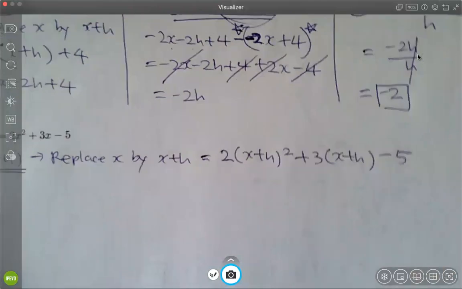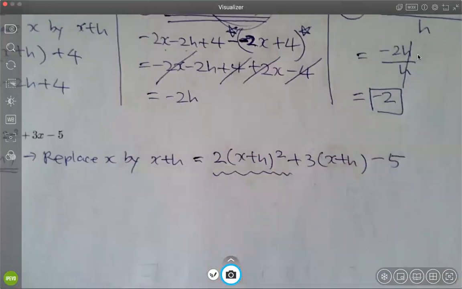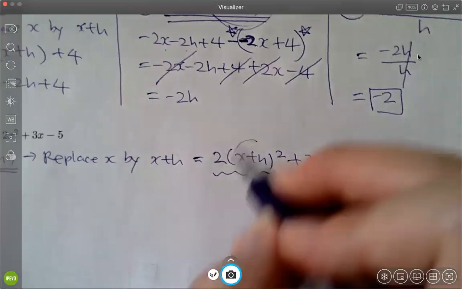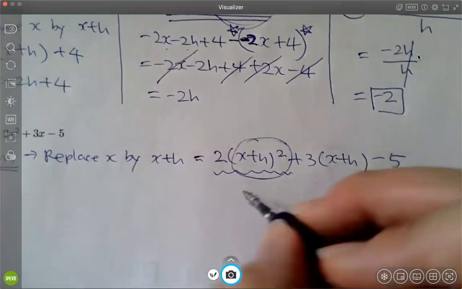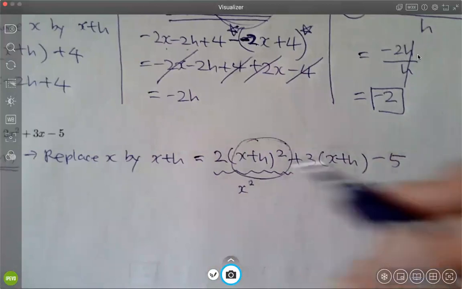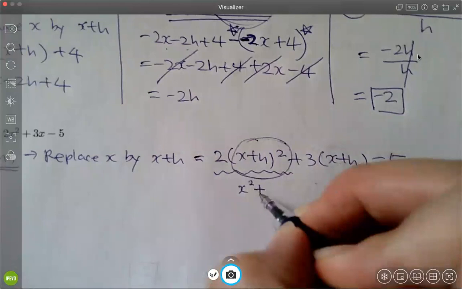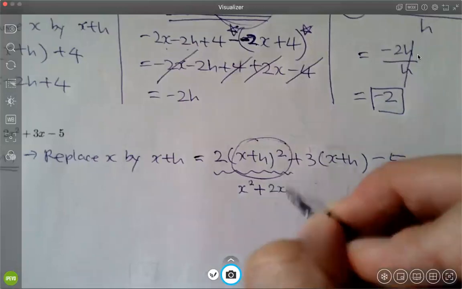Okay, and now, how do you simplify this first term? What do you do first? Distribute 2 or take care of the square first? Square. The square first, right? Yes, okay, so we do this one first. And now, hopefully you remember how to simplify this. So what is this? X squared. And then, what is the middle term? So it's xh and then hx, right? And they're the same, right? So what is this? 2xh and then h squared, right?